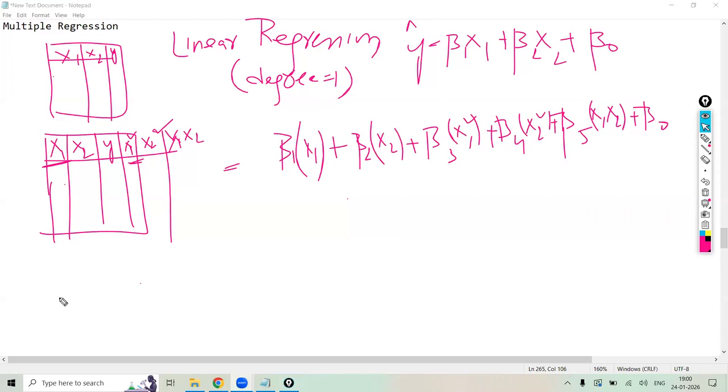Now, same. Now tell me, guys. You have to tell me now. X1, X2, and Y. Same data was given. Now, degree of 3. Degree of 3. Now tell me, degree of 3 means what will be there?